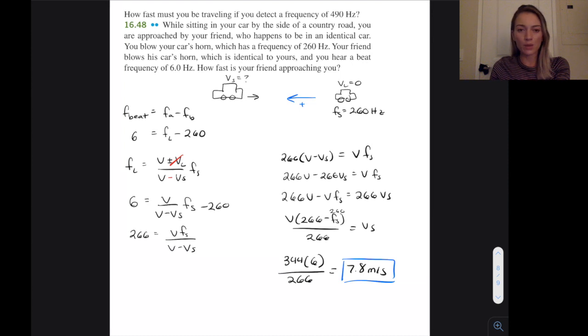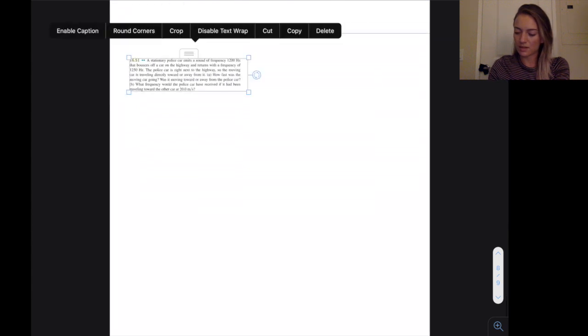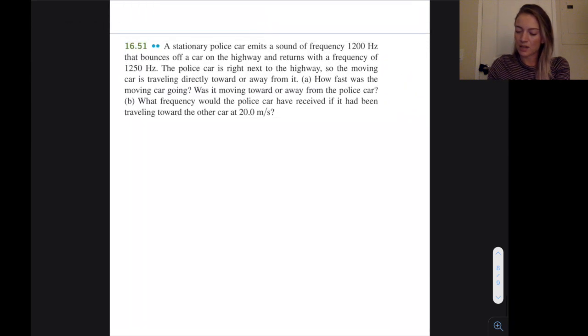All right, so now we have one more Doppler shift problem. This one is a little bit harder, and this is with a little bit of a double Doppler shift. So here we have a stationary police car that emits a sound of frequency 1200 hertz that bounces off a car on the highway and returns with a frequency of 1250 hertz. The police car is right next to the highway, so let's say the police car is right here hiding in the bushes, and then you're traveling like this.